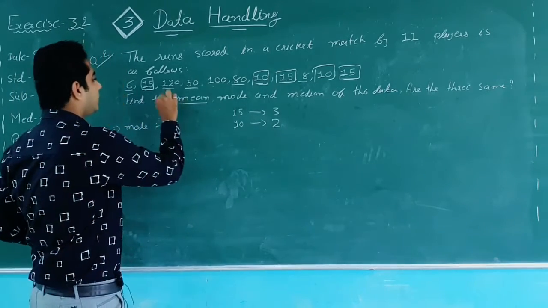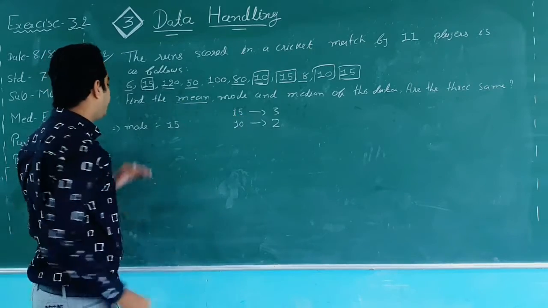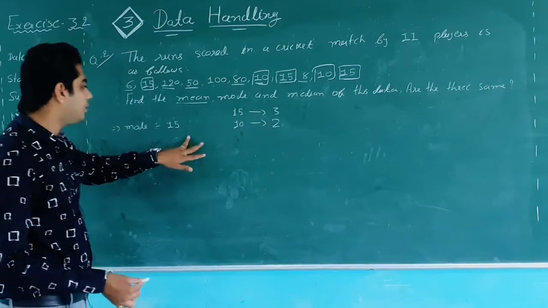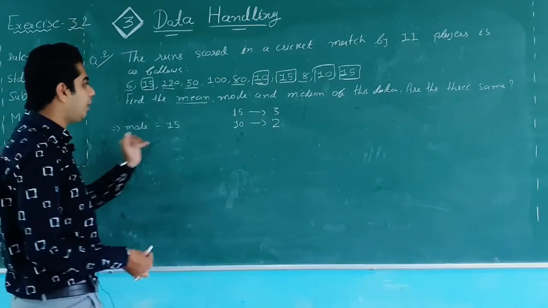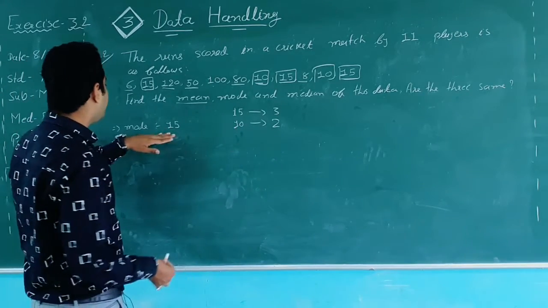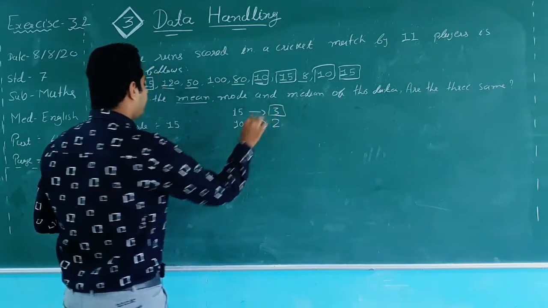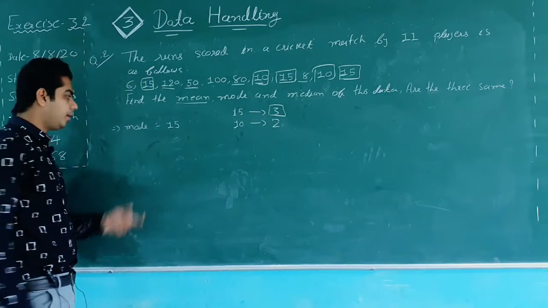सो यहाँ पे सबसे ज़्यादा रिपीट कौन हो रहा है? 15. सो 15 इज द मोड ऑफ द डेटा. अगर 10 सबसे ज़्यादा रिपीट हो रहा होता तो 10 इज द मोड ऑफ द डेटा. लेकिन यहाँ पर रिपीट कौन हो रहा है? 15. So 15 is repeating maximum time. How much time? 3 time. So that's why the mode of the data is 15.